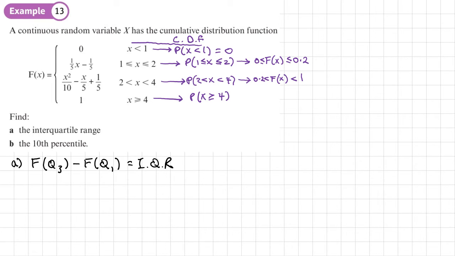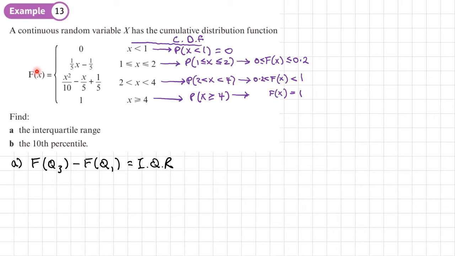And we know that when x is greater than 4, the cumulative probability is going to be equal to 1, because obviously you can't have greater than 1. So this bit of information just tells me what the cumulative probabilities are for this CDF, and at a glance I should be able to see where I'm going to find the upper and lower quartile.